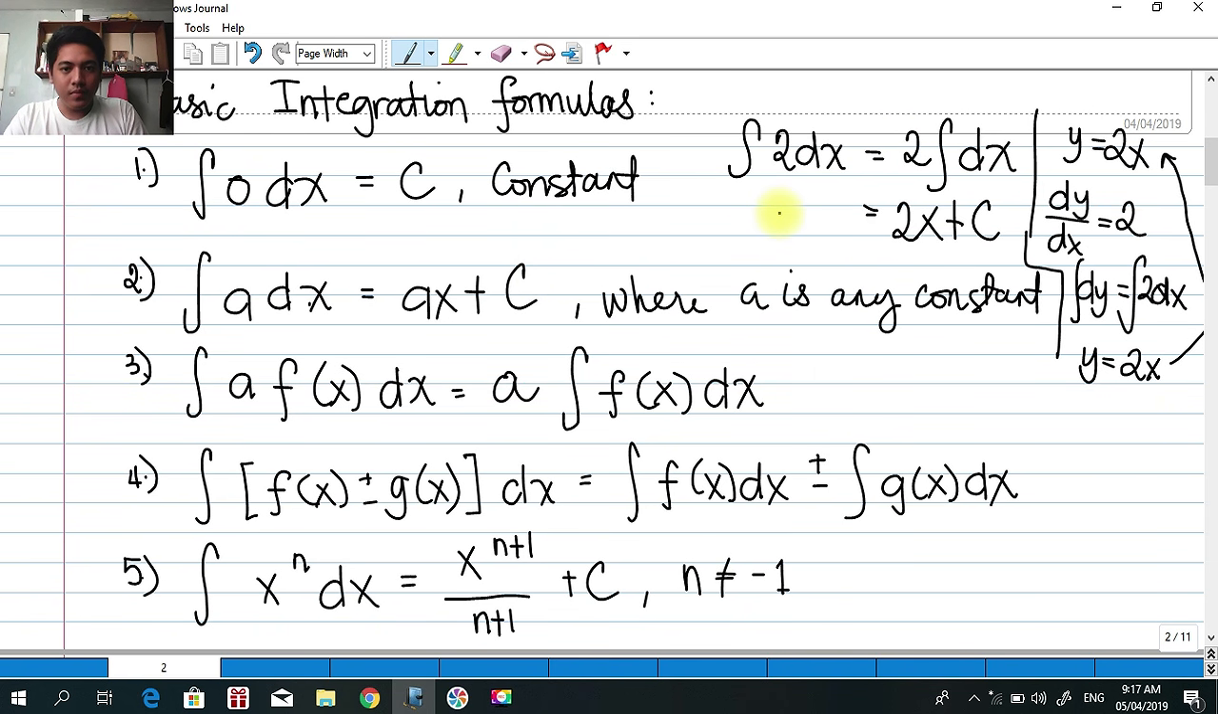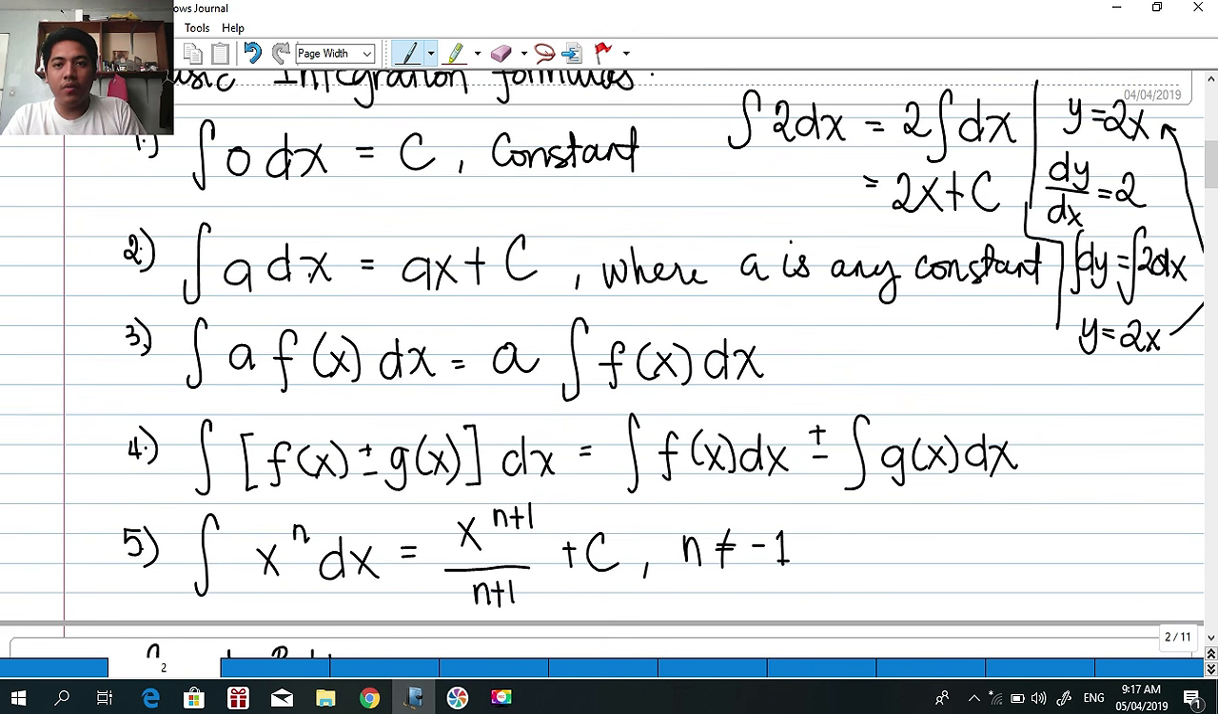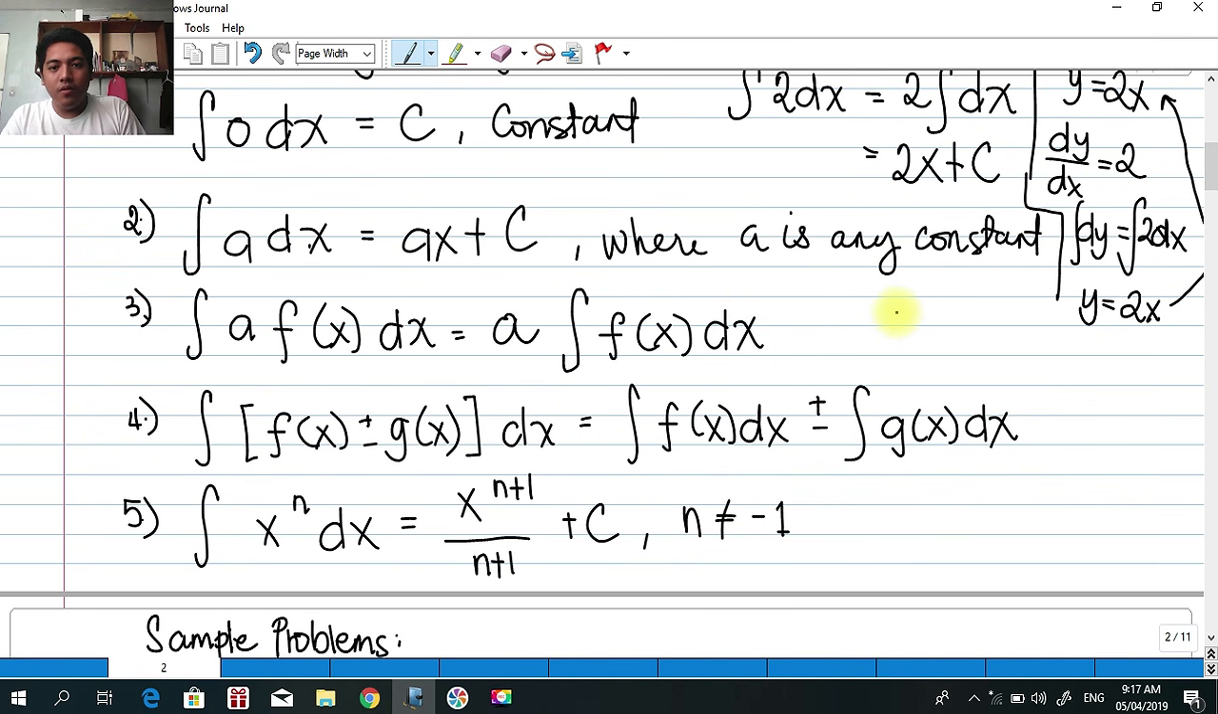So number 3, the integral of a times f of x dx is equal to a times the integral of f of x dx. So for example, given a function, just like what I've said a while ago, we can actually bring out the constant a out of the integral of f of x, to make our integral much easier.